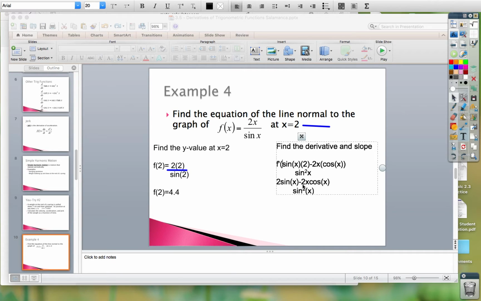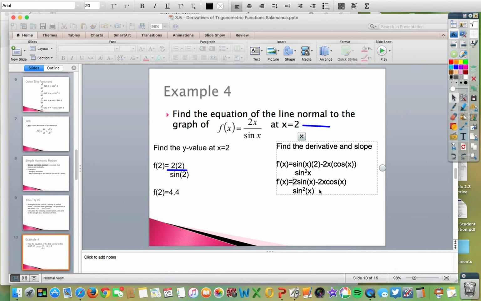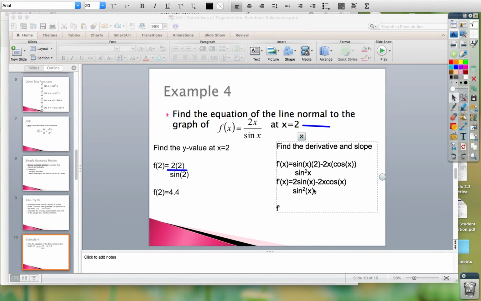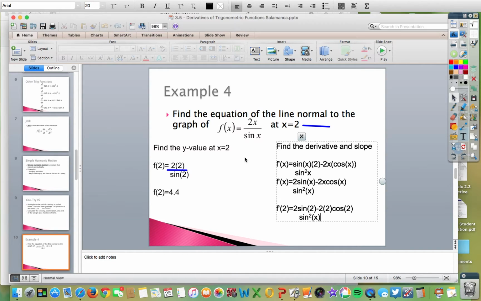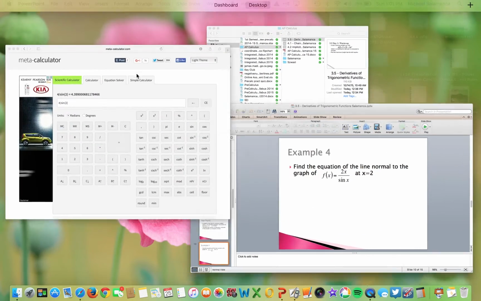So this is the first derivative. This is still the first derivative. Now that we found the first derivative, we need to find the slope. So we need to find the slope at f prime of 2. So that's 2 sine of 2 minus 2 times 2 cosine of 2, all divided by sine squared of 2. So that's what we're going to plug into our calculator really quick.